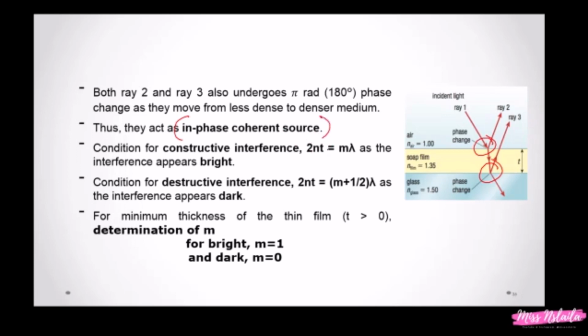The equation for constructive interference is 2nt equals m lambda. n is the refractive index of the thin film, t is the thickness of that film, and m is the order number. For bright, m starts from 1. For dark, m starts from 0. For dark, the equation is 2nt equals (m plus half) lambda. So when you get this kind of question, check whether they are in-phase or anti-phase coherent sources. Then you determine which equation you want to use, and then check which order number you are going to substitute.